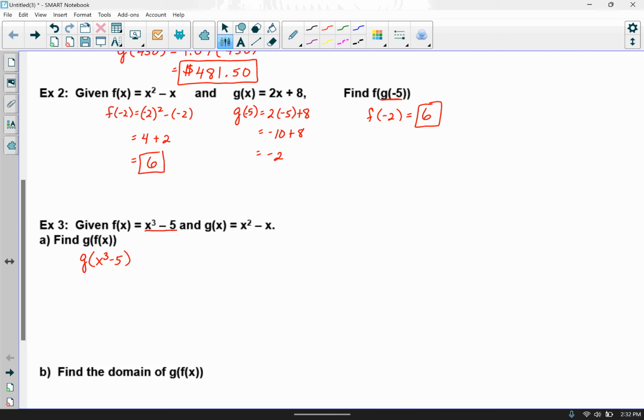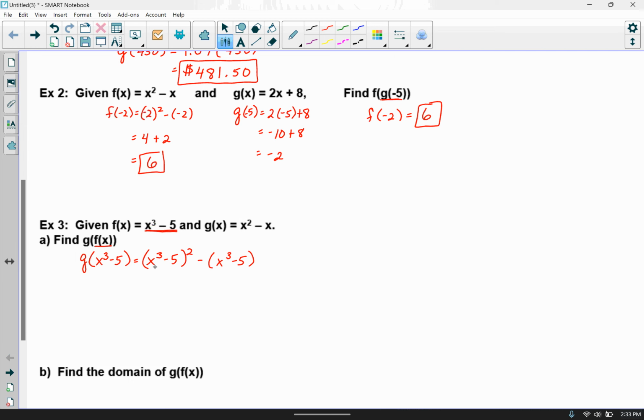F of x is x cubed minus 5. So I'm working from the inside out. F of x, I'm going to replace f of x with what I know f of x is. F of x is x cubed minus 5. So I'm plugging that in there. Now this says go to your g function. Everywhere you see an x, plug in x cubed minus 5. So I have (x cubed minus 5) squared minus (x cubed minus 5). Parentheses are vital in this problem, and I always recommend if you're substituting, use parentheses.